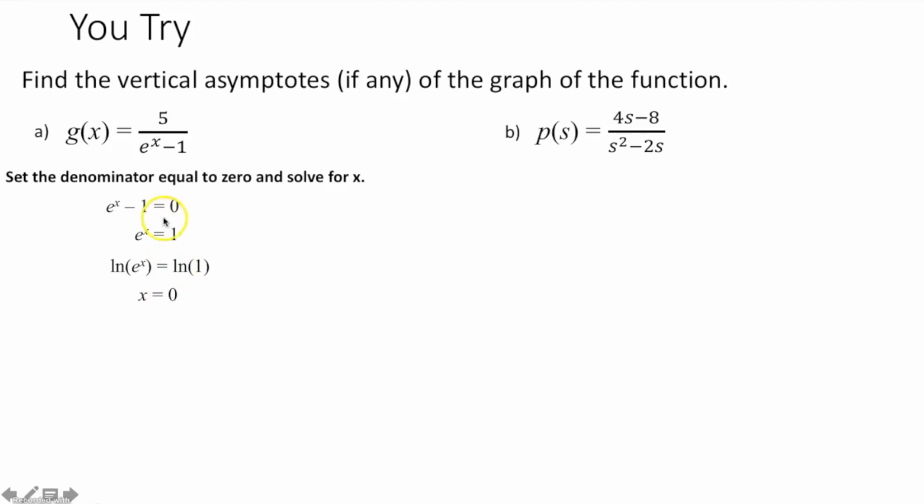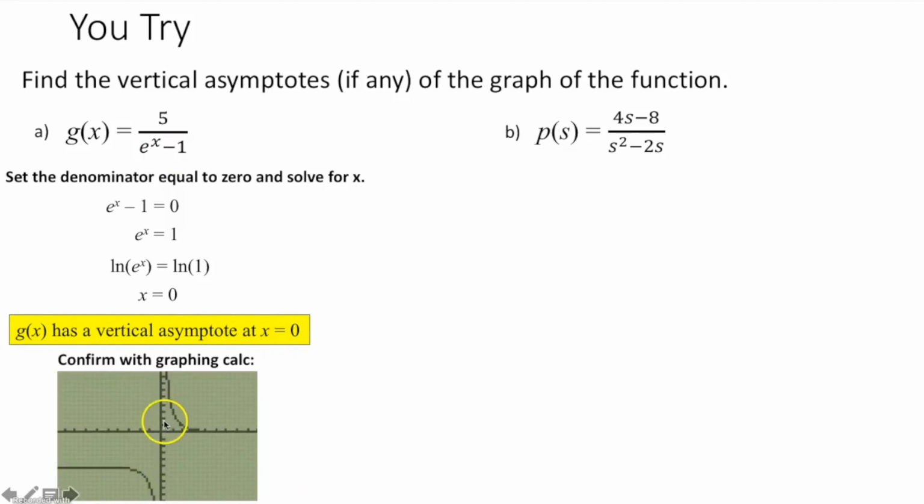This value would cause our denominator to equal 0, and therefore create a vertical asymptote at x is equal to 0. I confirm this with my graphing calculator, and you can see that at x is equal to 0, we have a vertical asymptote. For part B, I again am trying to figure out where the vertical asymptotes are.